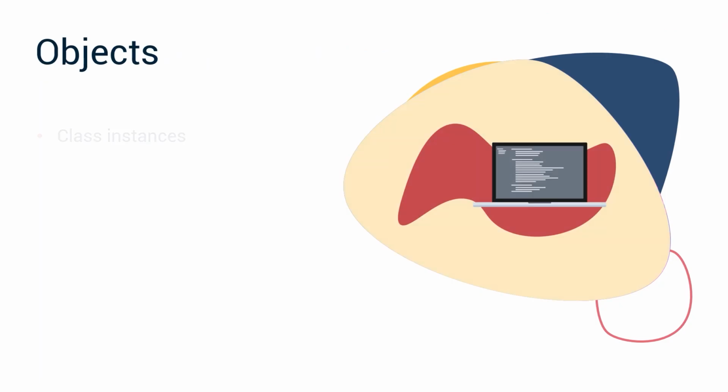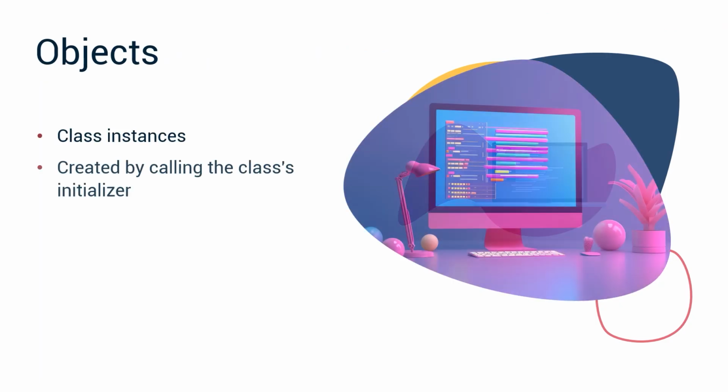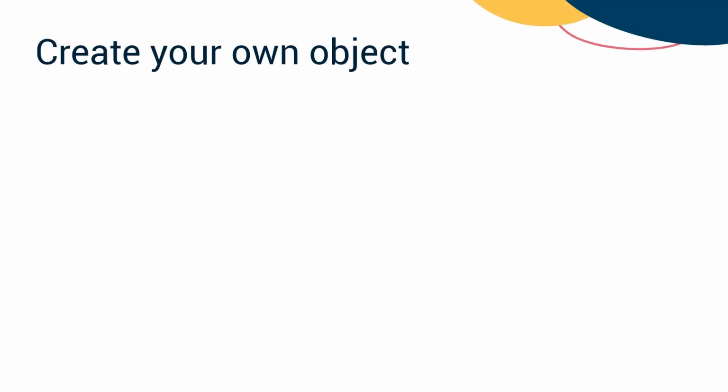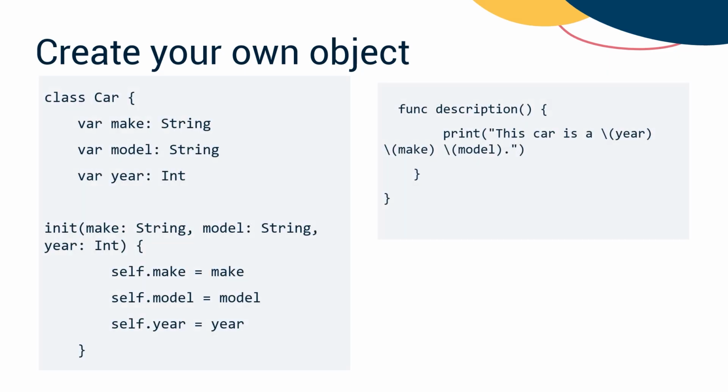Next, objects are class instances that can be created by calling the class's initializer. In the code snippet displayed on the screen, there is an object person1 of the Person class with name Alice and age 30. Let's look at the output. Now that you know what objects are, let's create one.